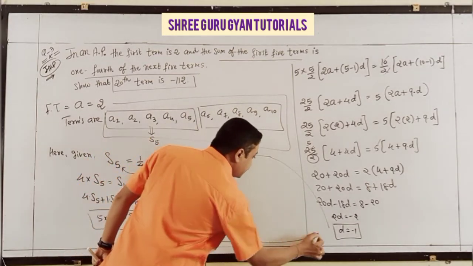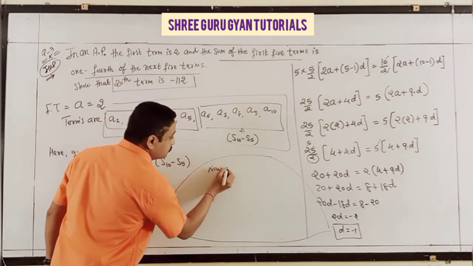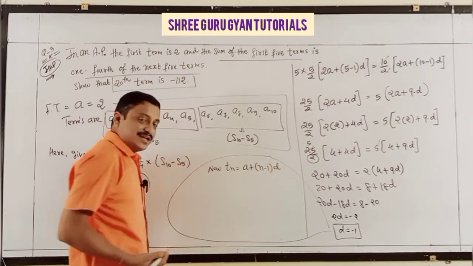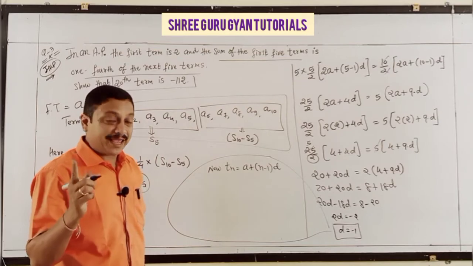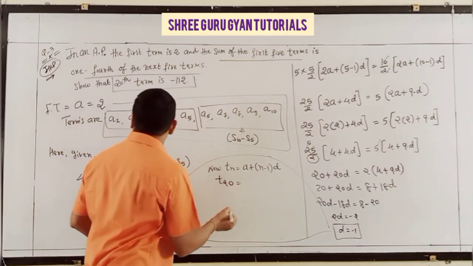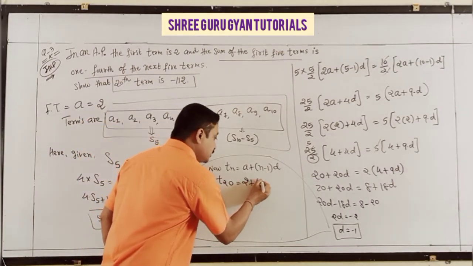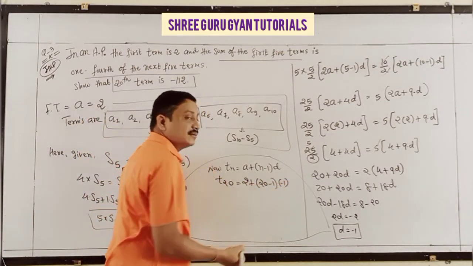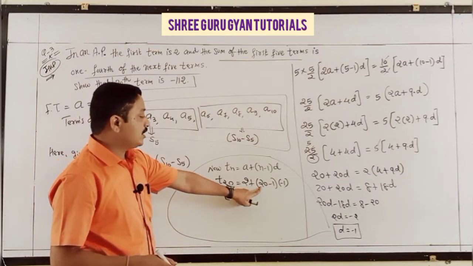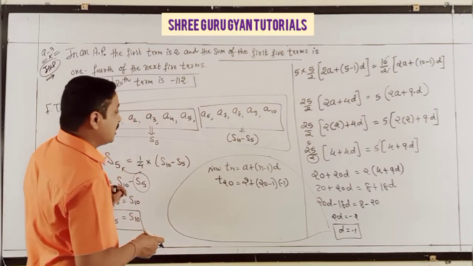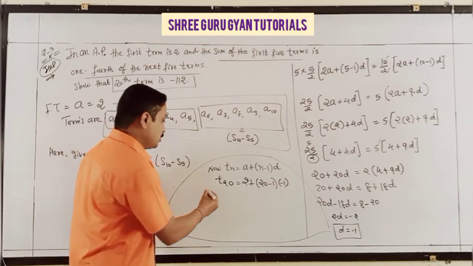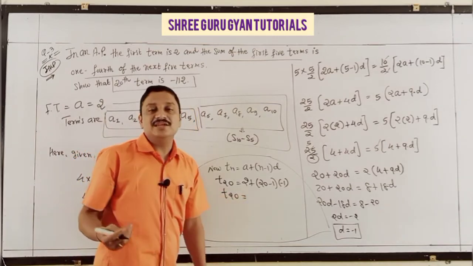After that I start here. Tn equals a plus (n minus 1)d. Putting in n equals 20, the 20th term, T20. A is how much? 2. Here 20 minus 1, and d is minus 6. So n is 20, d is minus 6 and a is 2. You can calculate the Tn term very easily.